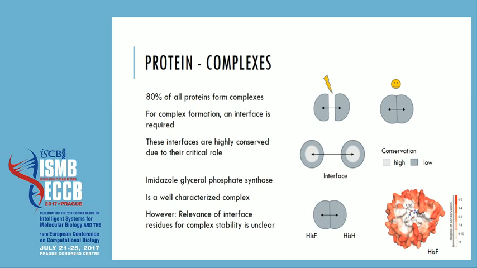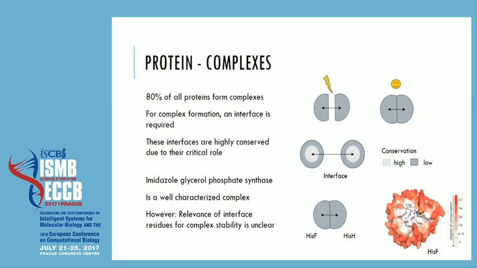And for complex formation, an interface is required. These interfaces are highly conserved due to their critical role. So this is shown here in a schematic way. In the core region, the conservation is high, and on the rim region of the interface, the conservation is low.